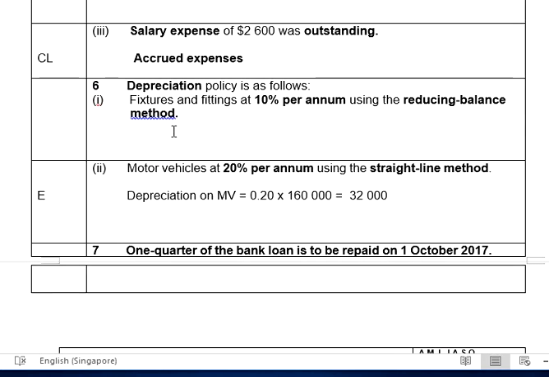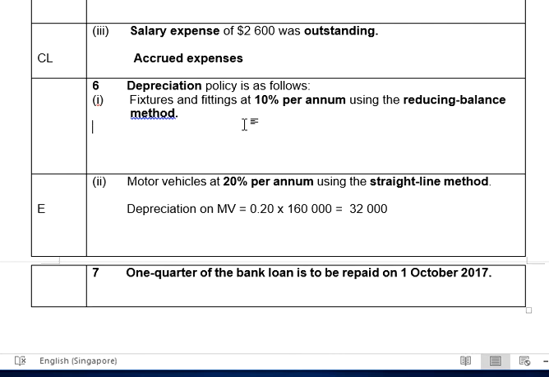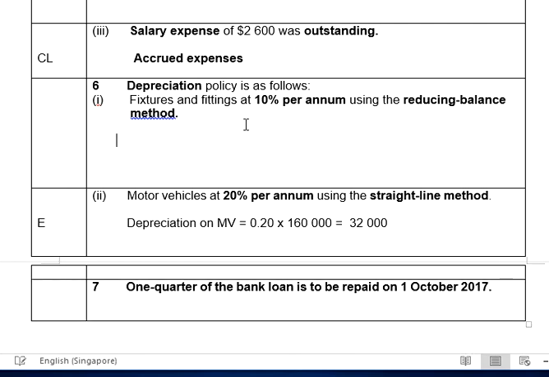Next adjustment, depreciation on fixtures and fittings, 10% per annum, reducing balance method. You will have to calculate the depreciation on this particular asset, fixtures and fittings. It is a 10% times cost price minus the current accumulated depreciation.